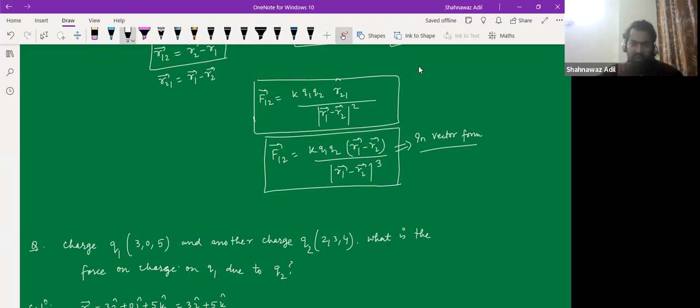Yeah, but whenever you have written this part, then please write it. There is a hat over here, right? Hat, and this is changed to vector.